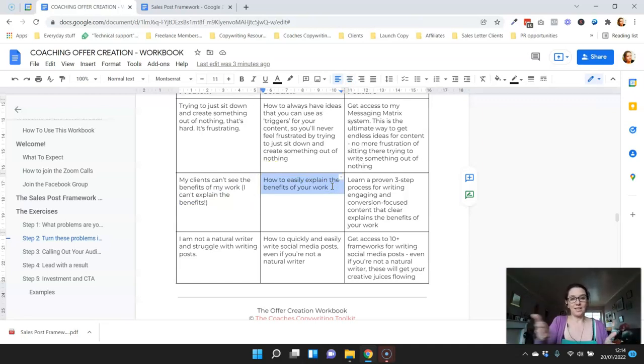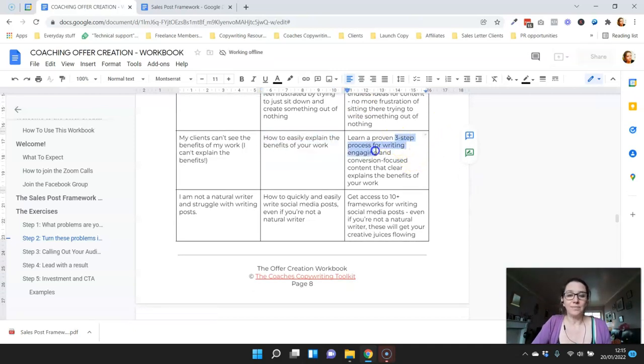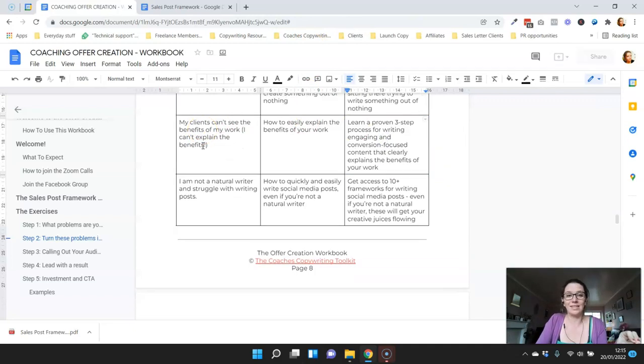But to take it the next step further, what is the mechanism? What's the thing? How is it that I solve this problem for them? And so I've got a 3-step process for writing engaging and conversion-focused content that clearly explains the benefits of your work. Okay, so people who join my program are going to learn the 3-step process to help them write this content that clearly explains the benefit of their work. So this feature of my program is solving the problem that I know my audience has.